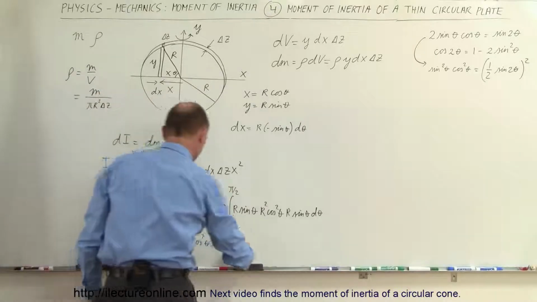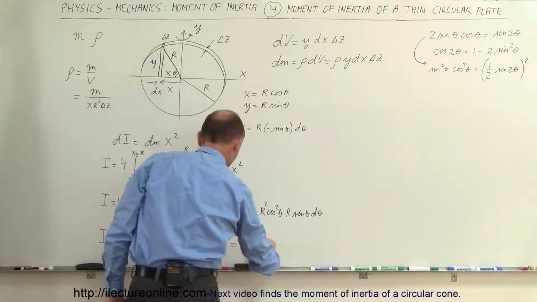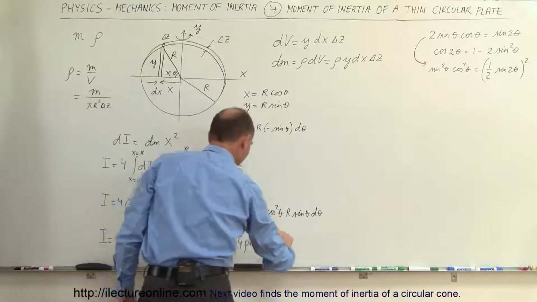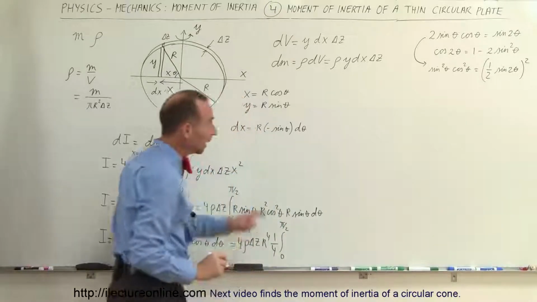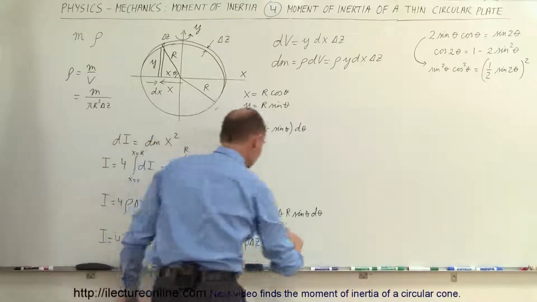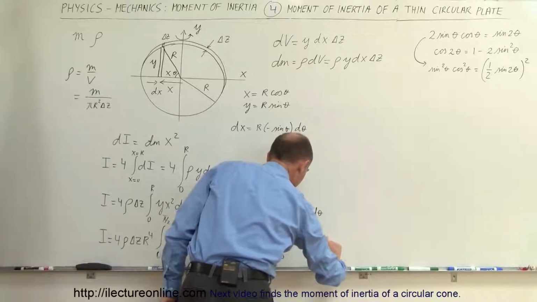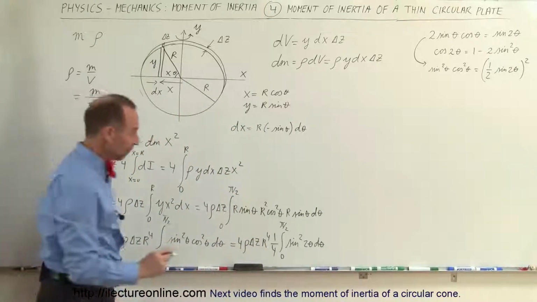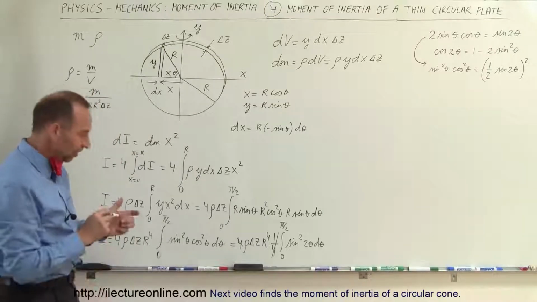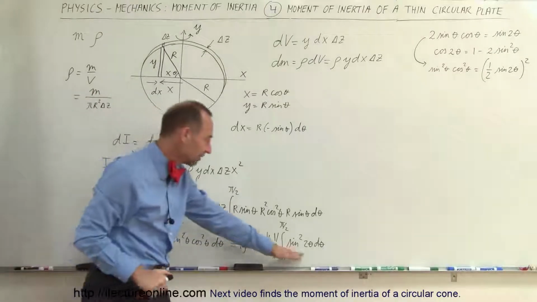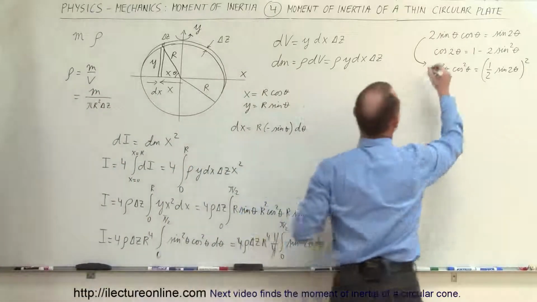I can take that outside the integral sign, so this becomes 4 times the density times delta z times r to the fourth times 1/4 times the integral from 0 to pi over 2 of the sine squared of 2 theta d theta. There we go. And of course, the 4 will cancel out with the 1/4 right there. But we're still not quite out of the woods, because how do you integrate sine squared of 2 theta? Can't. So I have a second identity right here.